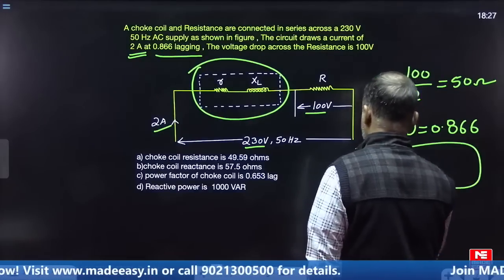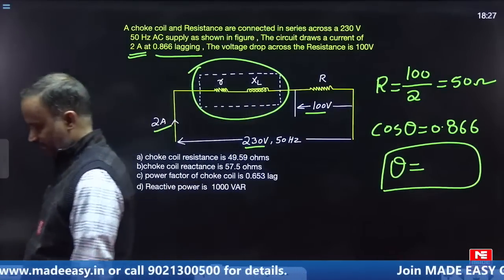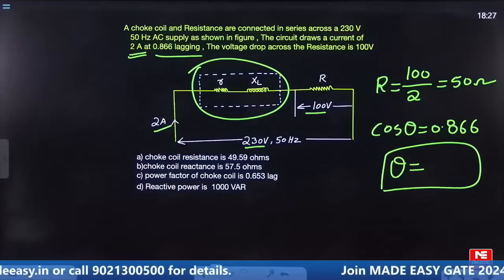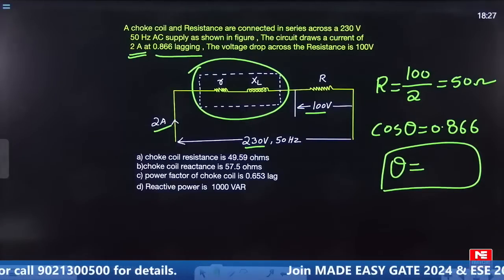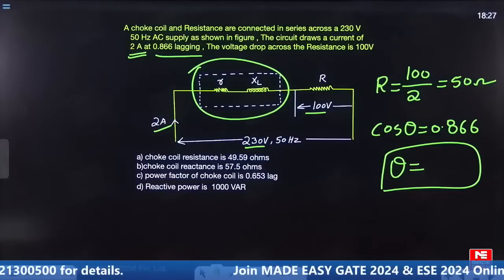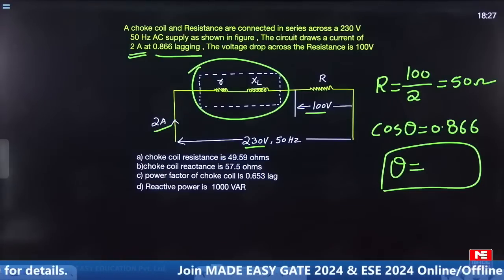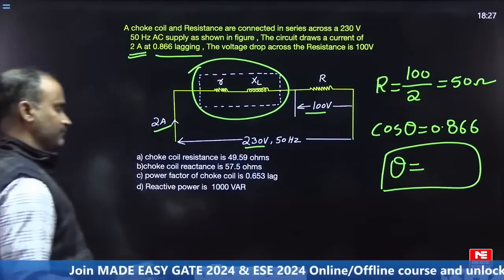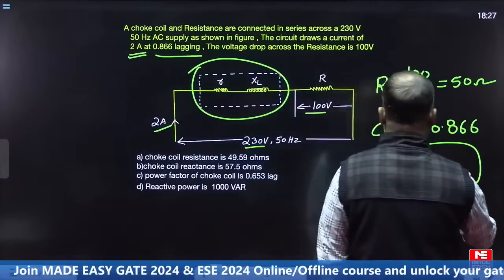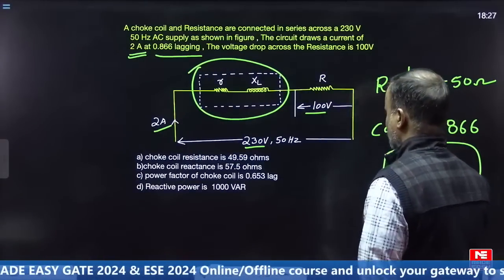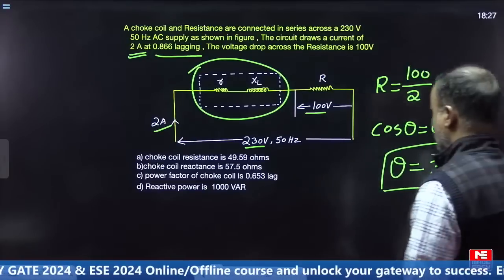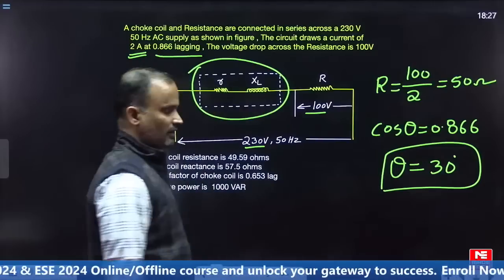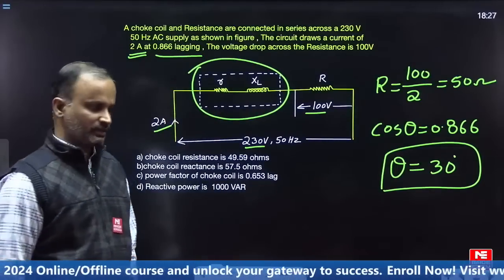What is the angle, how much? Anybody, angle? Okay, very good. 30 degrees. Now corresponding to the current, what is the power factor angle? Power factor angle means 30.